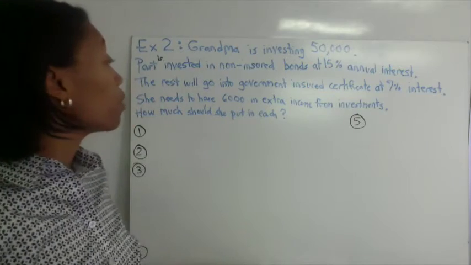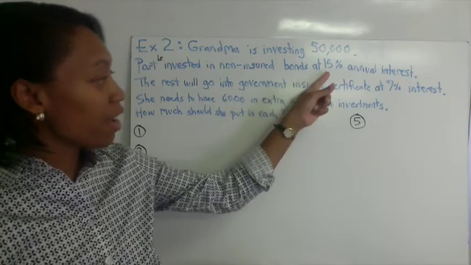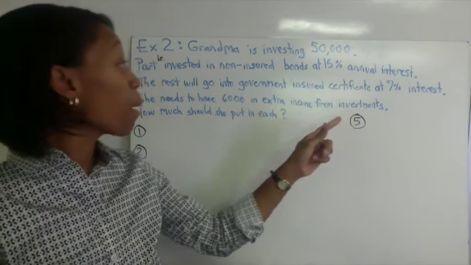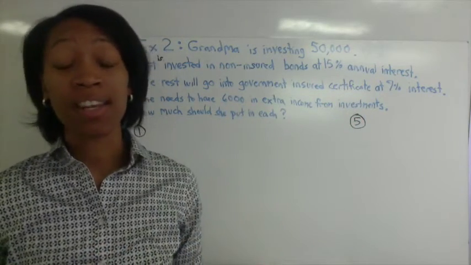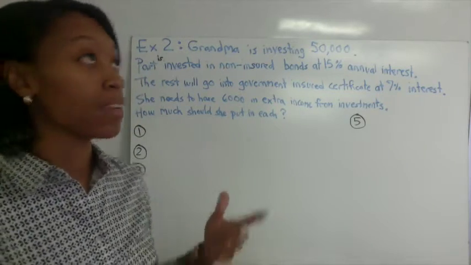So here's example number 2. I look at it and automatically I start seeing numbers, 50,000. I see 2 percentages here. But before I start doing anything else, let's take time to read the problem carefully and see what they're asking.